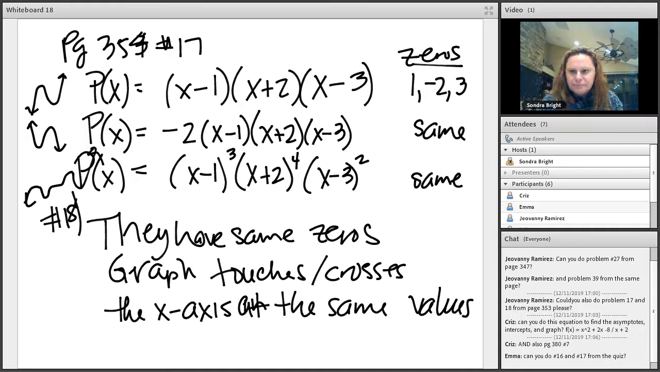Can you do this equation to find the asymptotes, intercepts, and graph? Okay.